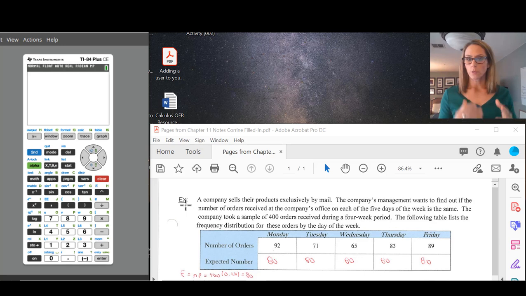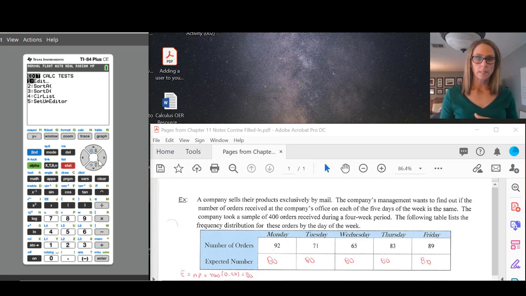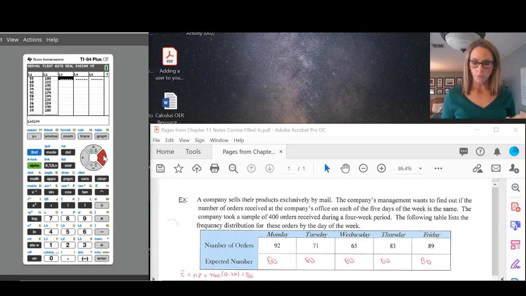So now we want to see how different those numbers are. Not how different is 92 from 80, 71 from 80, 65 from 80, and so on. So what we would need to do is put the values into some lists. So if we go stat and edit, I've got some values in my list. So I'll go to list 3 and I'll put in 92, 71, 65, 83, 89. I double check them. I want to make sure that they are right. And then I'm going to put 80 into each value of my other list. So I'm in list 3 and list 4.